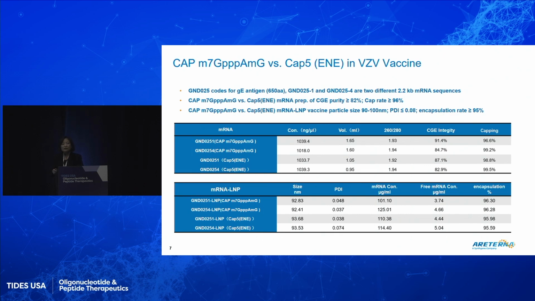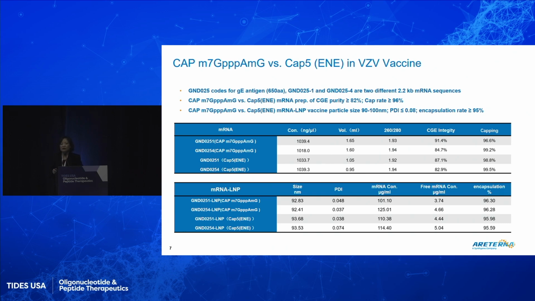With our lead candidate from the discovery platform, we identified Cap5 to advance to our vaccine program. This is a VZV vaccine. VZV is a latent virus. When it gets reactivated, it will give you shingles. We designed different mRNA constructs and tested them initially, and later decided on 2 constructs, GND025-1 and -4, to advance to the next level of testing.